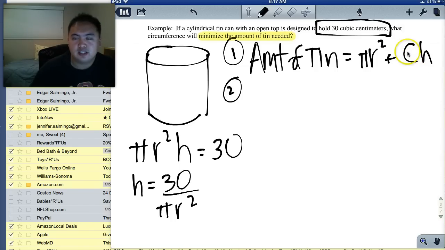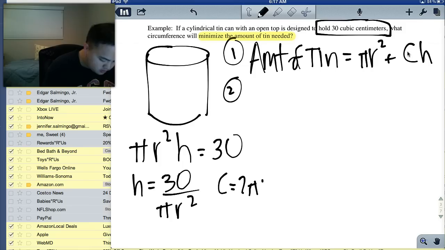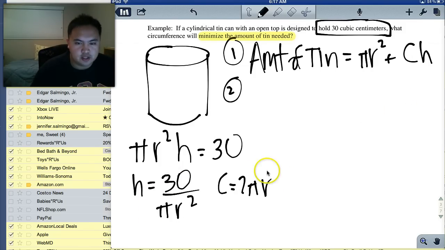C is circumference. You may not know this, and again, if you have this in the AP exam or for my exams, I give you these formulas. The circumference of a circle is the same thing as 2 pi r. So the cool thing about it is that I converted this into just an r, and this into just an r, so now the equation only has r's.